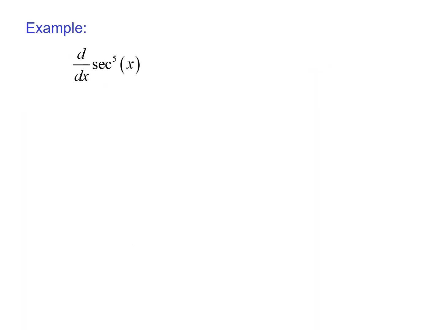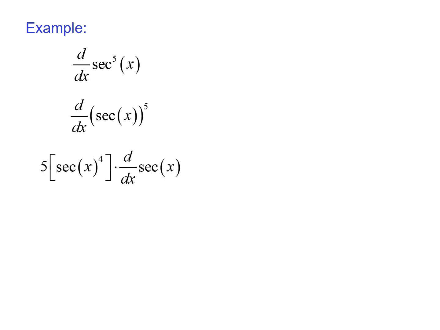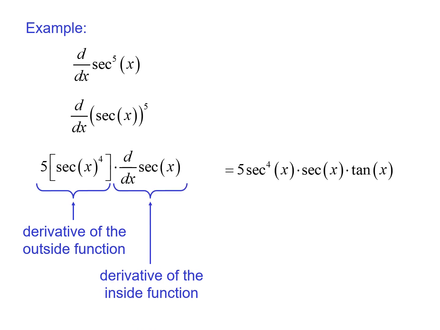All right, derivative of secant to the fifth. It might help to rewrite this as secant of x all to the power of 5. That helps you to realize that the exponent of 5 is the outer function, and secant is the inner function. So the 5 comes down, becomes a 4, the secant stays the same, multiplied by the derivative of secant, which is secant tan. And we can simplify this because we have secant to the 4th times secant, that's secant to the 5th.